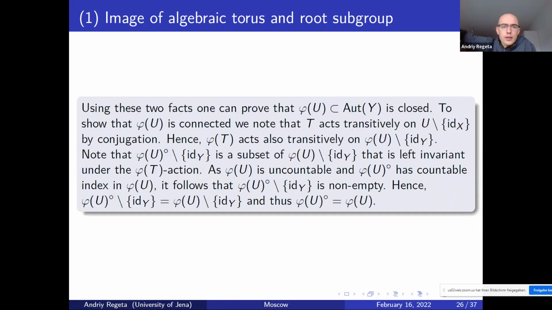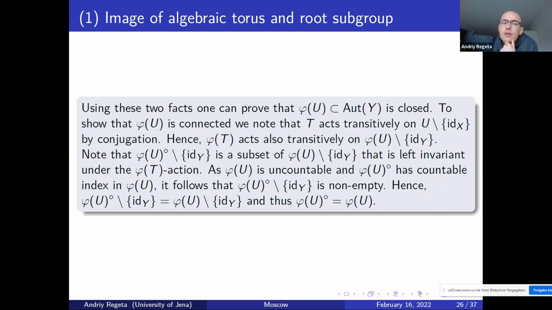Using these two facts, one can prove that the image of a root subgroup is closed in Aut Y. To show that the image of a root subgroup is connected, we know that T acts transitively on U minus identity by conjugation. Hence, the image of a torus also acts transitively on the image of a root subgroup minus identity.